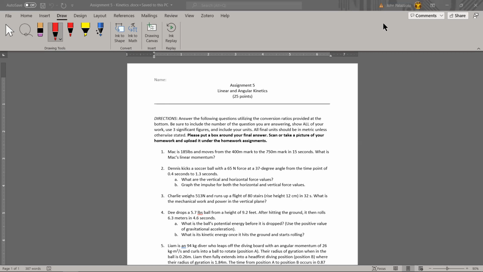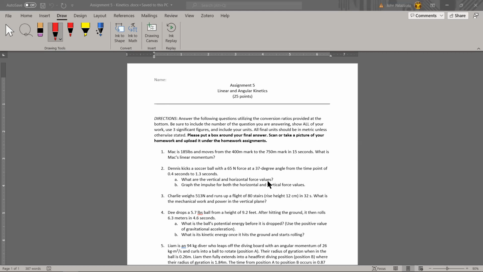So this is the last one, and we're looking at linear and angular kinetics. There's going to be a whole bunch of math for this one. We took a break from doing all the calculation stuff, but now we're back to it. Remember that all units should be in metric unless otherwise stated: meters per second, meters, watts, joules, all that stuff. Remember to show your work. Put a box around your final answer, and you can either use the equation editor or write this all out on scrap paper and take pictures and send me the pictures.